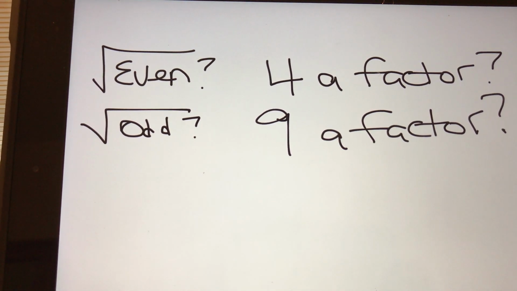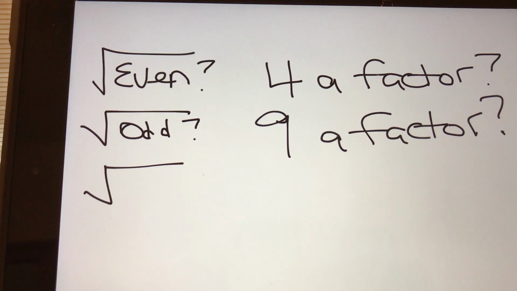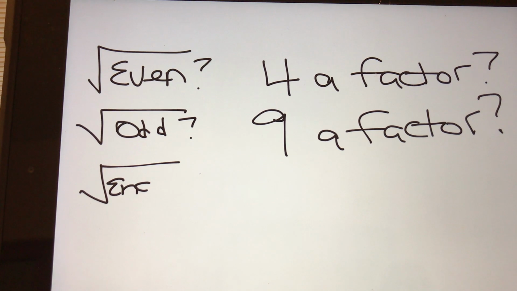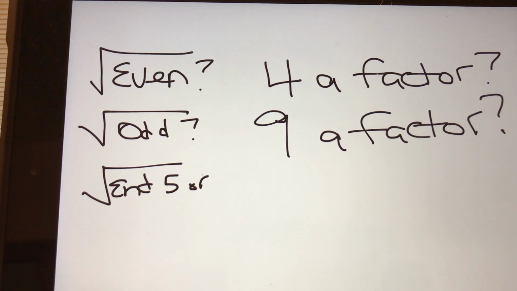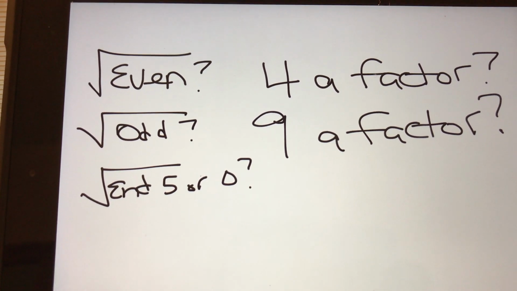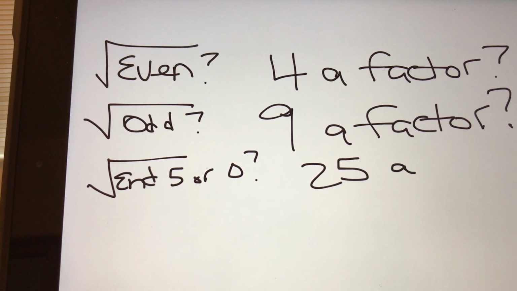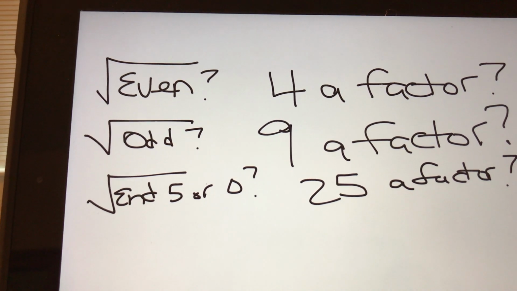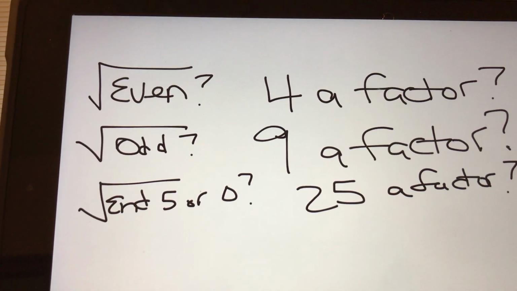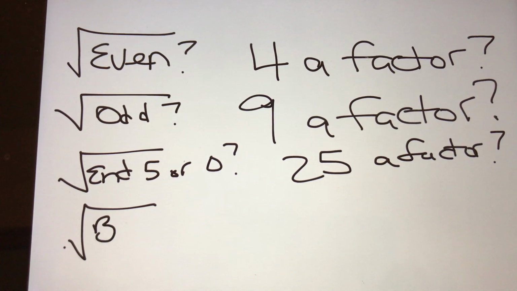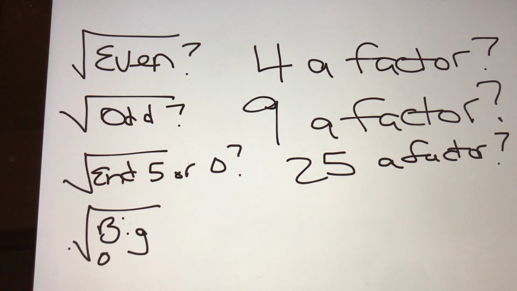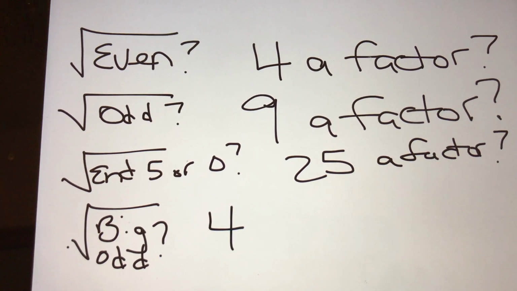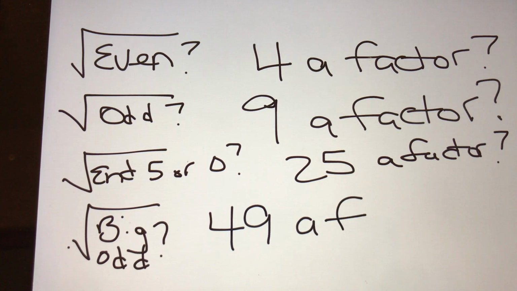All right? Next one is the radicand, the value in the radical. Does it end in a 5 or a 0? If it does, see if 25 is a factor. And last, if it is a pretty big odd number and 9 didn't go in, you checked 9 already, see if 49 works. See if 49 is a factor.